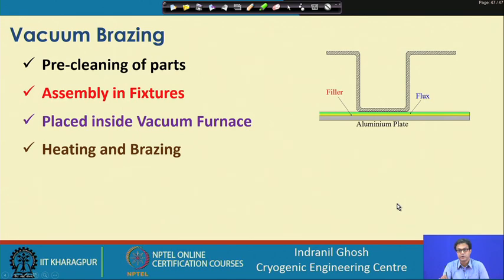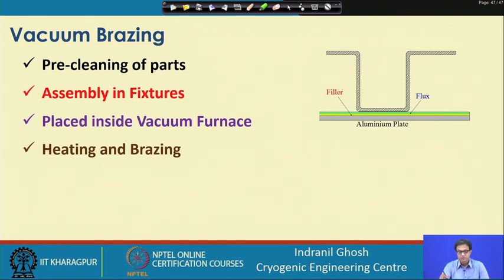Now we place it inside the vacuum, and gradually we raise the temperature of this whole assembly. Depending on the size of the assembly, we slowly heat it up, followed by a soaking time, so that the whole assembly gets heated up uniformly. It reaches the desired temperature, as we have said, nearly about 540 degrees centigrade.